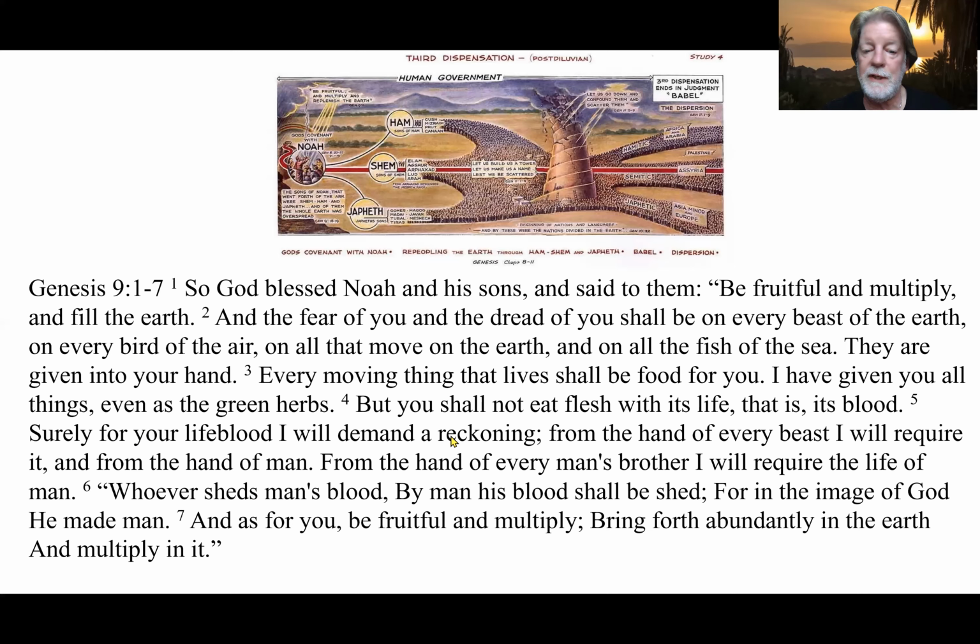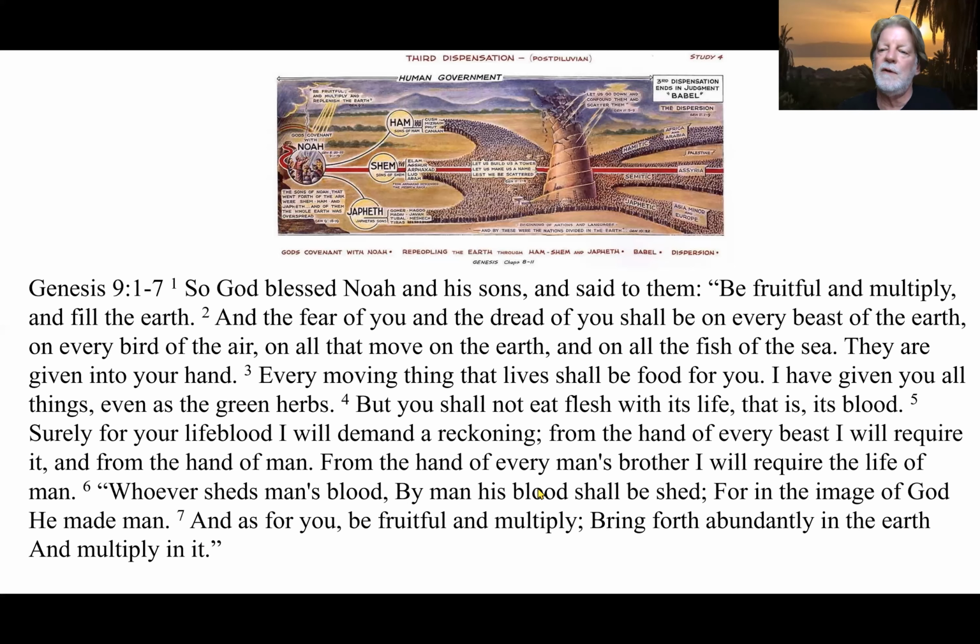If an animal would kill a man, then the animal is going to pay the penalty. If another man kills a human being, then God will require an appropriate judgment and penalty for the man who does that. Whoever sheds man's blood, by man his blood shall be shed. For in the image of God he made man. And as for you, be fruitful and multiply, bring forth abundantly in the earth and multiply in it.